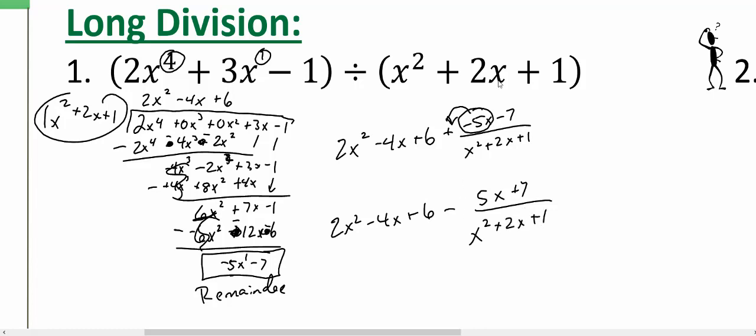If this right here was 5x minus 7 and not negative 5x minus 7, then it would stay as a plus right in here. Okay, we've got to remember that.